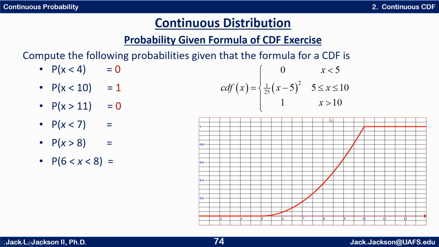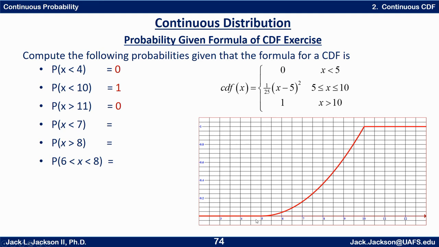Okay, well, here's the graph. Notice that to the left of 5, we've got 0. To the right of 10, we've got 1. And in between, it increases from 0 to 1, and it is one continuous piece. So that is a legitimate CDF. The only part that we really need to be concerned with is the part from 5 to 10.